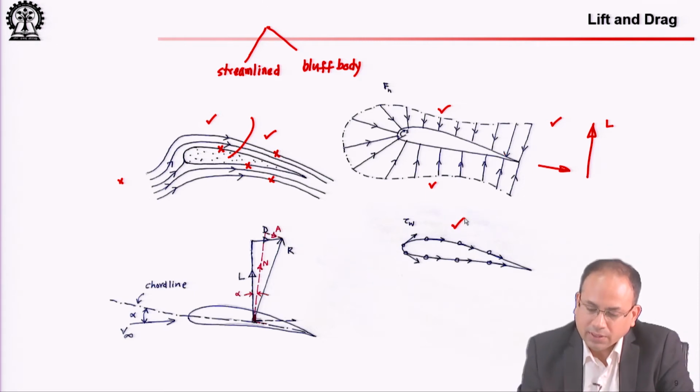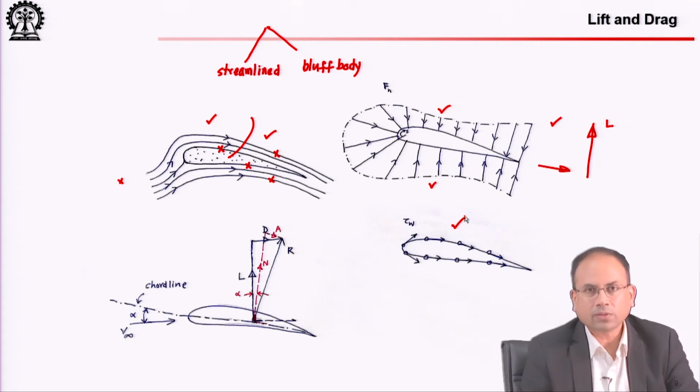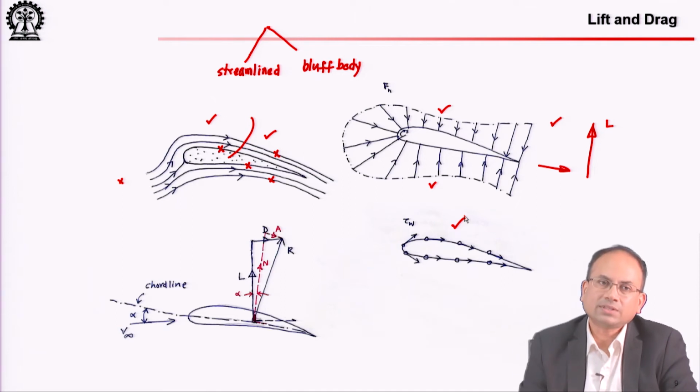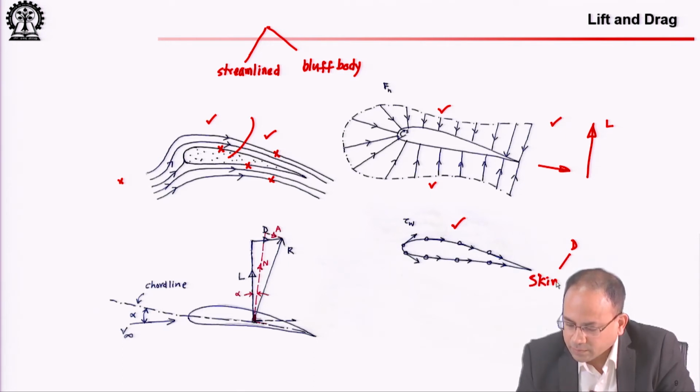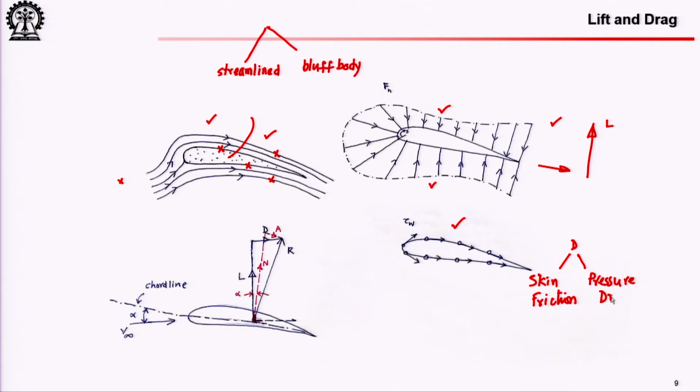However, the shear stress distribution on the wing surface will have its contribution to the skin friction drag. Okay, so, drag we said is composed of skin friction drag, pressure drag due to flow separation. So, we mention the flow separation part, because without flow separation the contribution to drag is not significant.